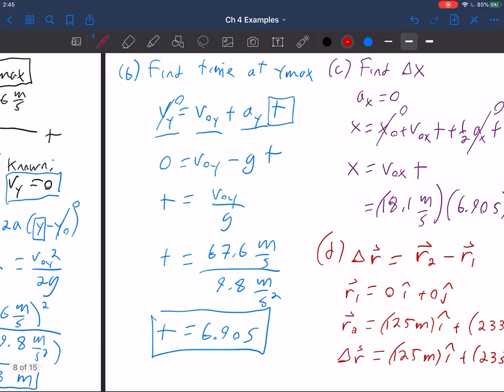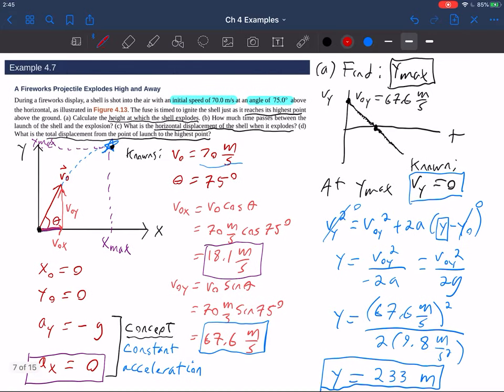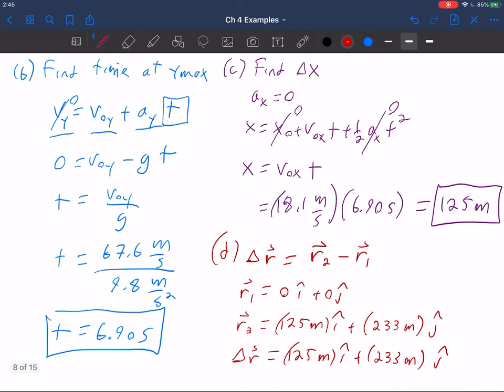But they don't want to know that. They're asking for the total displacement, so it sounds like they want to know perhaps just the vector, but also maybe the magnitude. How far away is that shell from where it was launched? To figure that out, we can always calculate the magnitude of our displacement. This is just going to be the x component squared plus the y component squared, and take the square root of that. So that gives us 264 meters.